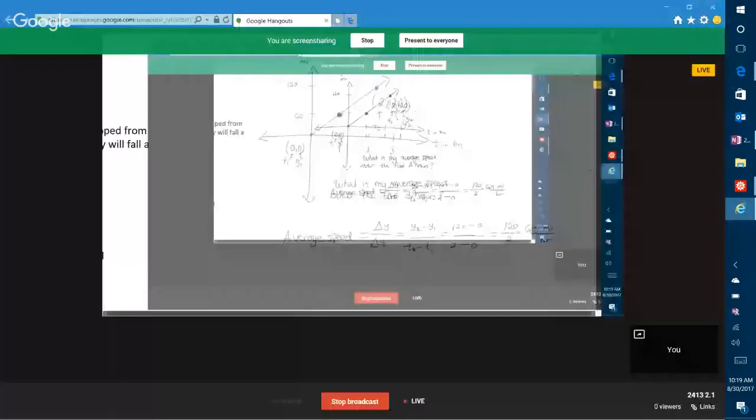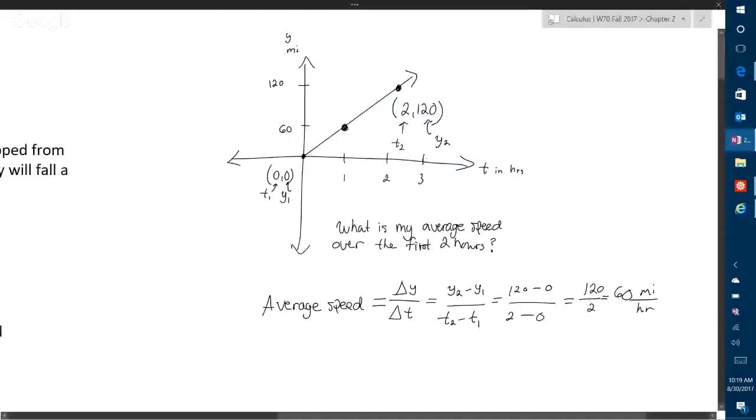I'm going to check this periodically just to make sure that I'm still broadcasting. Because if it messes up, then I might need to reconnect it.